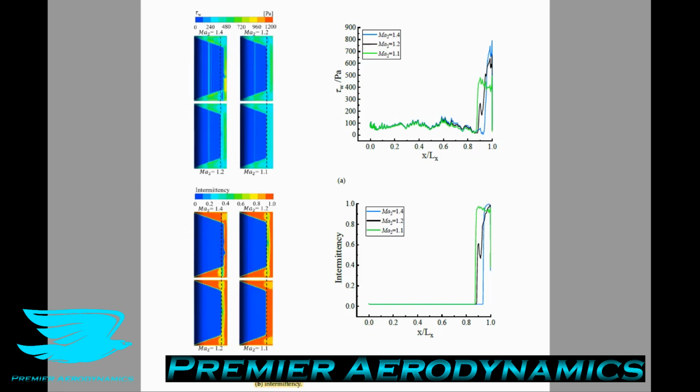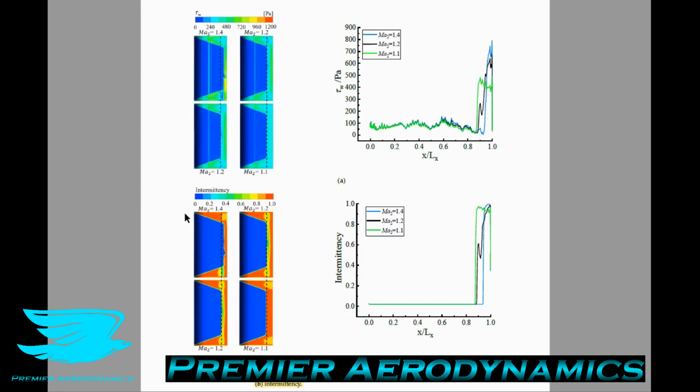In figure 10b, this shows the intermittency distribution with different Mach numbers. The variation trend of intermittency was the same as that of the wall shear stress. So in other words, when we have the laminar flow, the intermittency was not affected by the Mach number. As we have the turbulence starting to form, the intermittency was now affected by the Mach number. And so the higher the Mach number, I guess they all really increase at the same kind of rate. So you can't really say that it increased the rate more quickly, but they're all very quick to begin with.